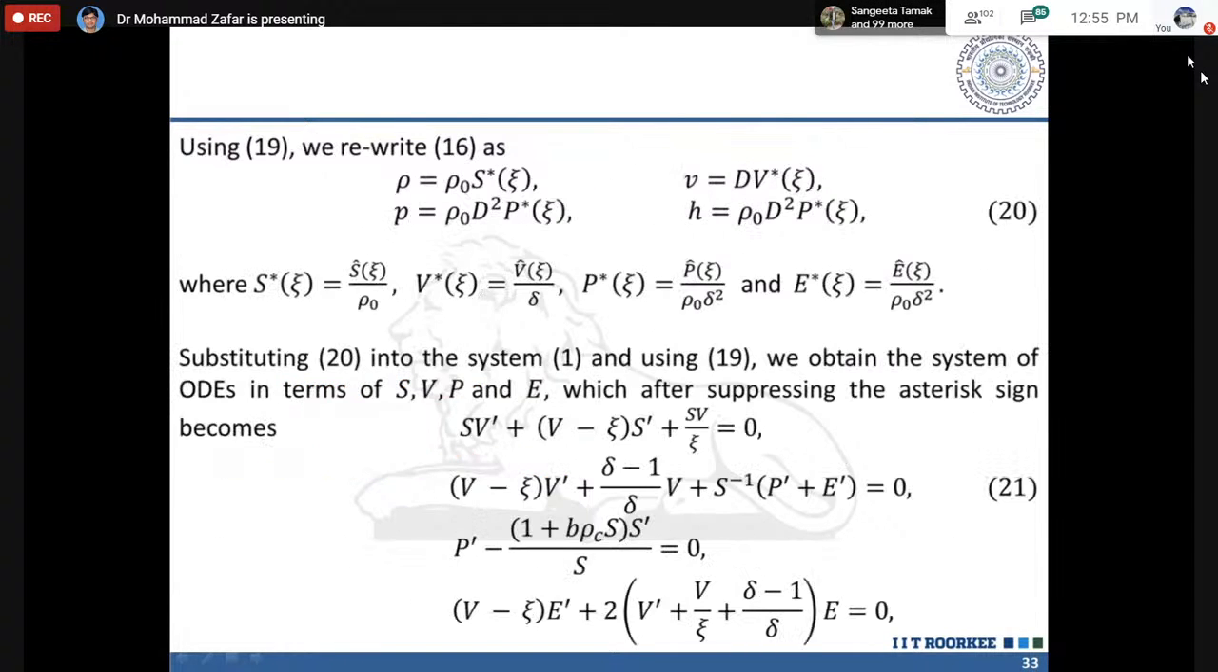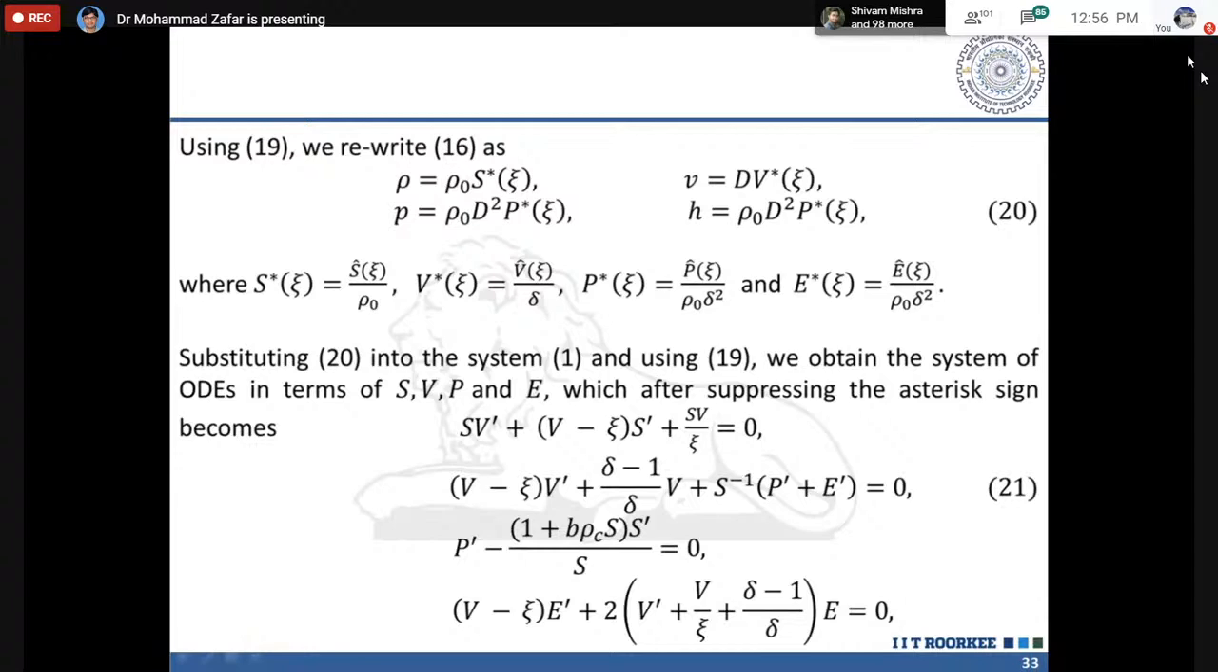This exponent delta. Now, using equation 19, we rewrite equation 16 to obtain 20, where S star, V star, P star, etc. are given by these expressions. Substituting 20 into system 1 and using 19, we obtain the system of equations in S, V, P, and E. After suppressing the asterisk sign, we obtain these 4 ODEs.